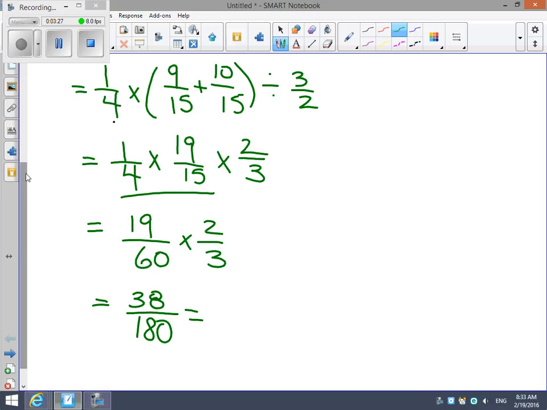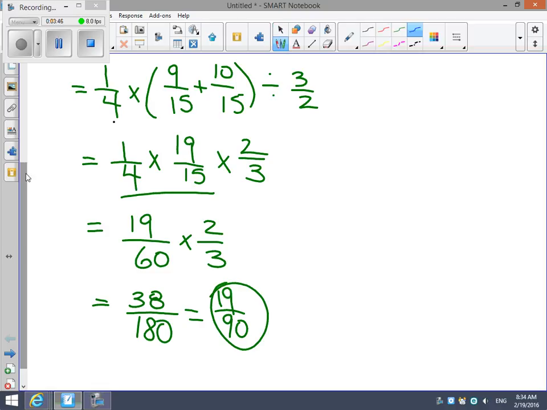I see that they're both even numbers, so 2 will go into the top 19 times, bring it all the way back, and 2 will go into 180 90 times. That is our lowest factor of that, our lowest terms. But I want to just draw your attention, that's a perfect way to do that.